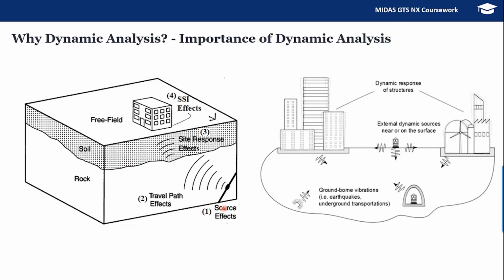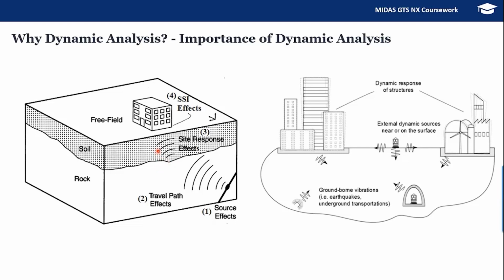So let's say here we have a source. This is the source of the earthquake, let's say the focal point. Because of the sudden slip in the fault, waves are generated, and these waves are nothing but body waves, and as they interact with the surface, we have surface waves. And the travel path has its own effect. That's what we call radiation damping.